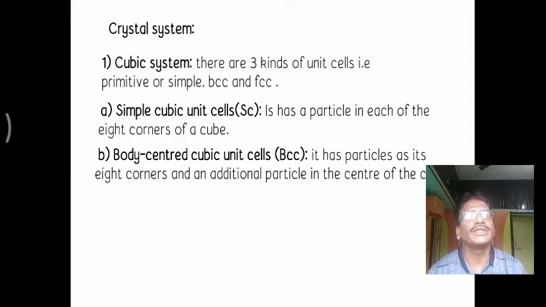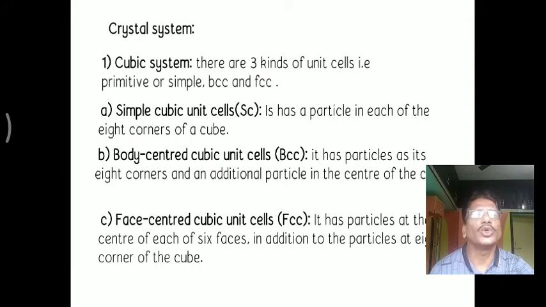8 particles are present at the 8 corners and 1 particle is present at the center of the body. And the last type of the cubic system is FCC, that is face centered cubic unit cell. In short, it is called FCC.